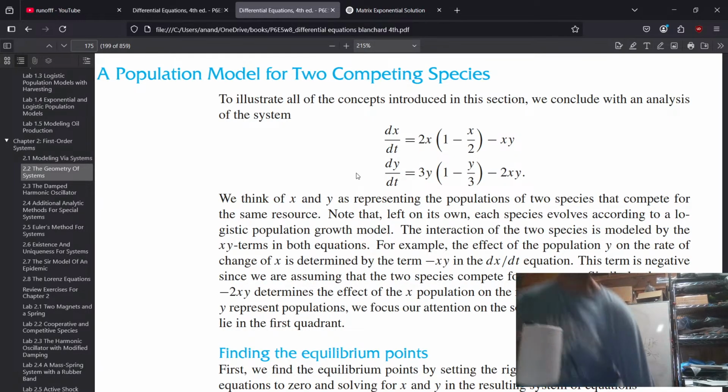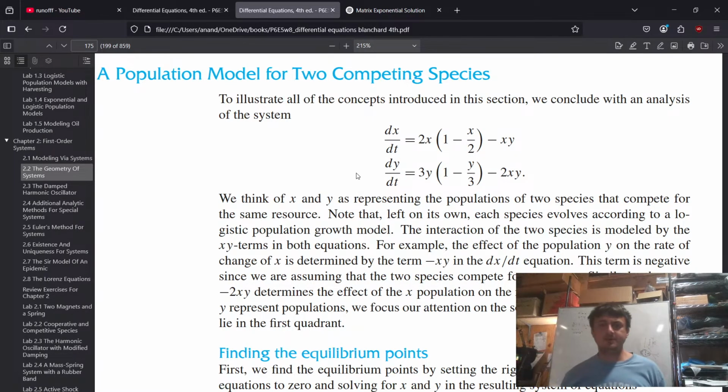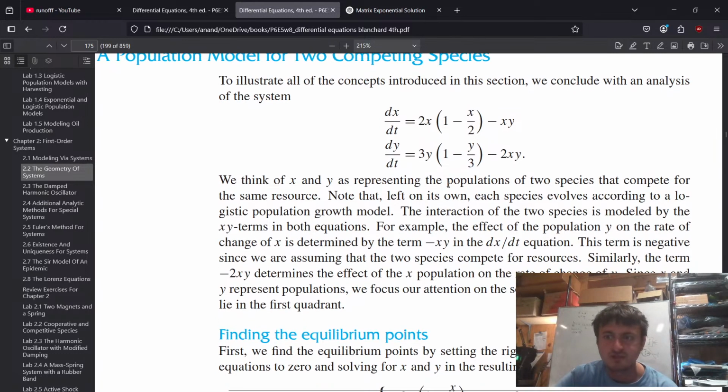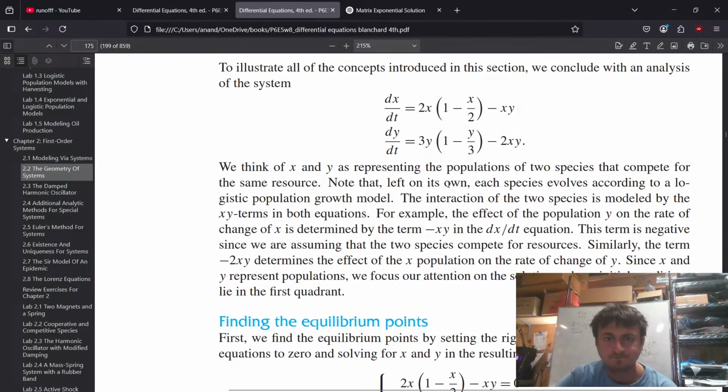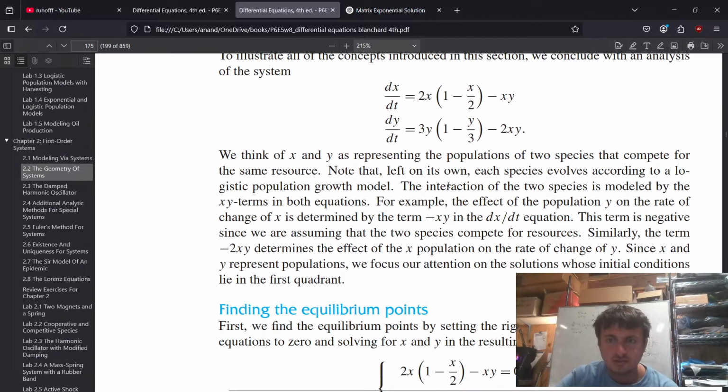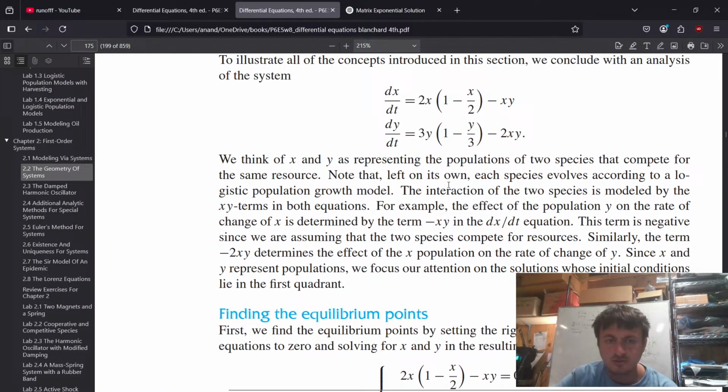To illustrate all the concepts we introduced, we conclude with an analysis of the system x dot equals 2x. We think of x and y as representing the populations of two species that compete for the same resource. Note that left on its own, each species evolves according to a logistic population growth model.